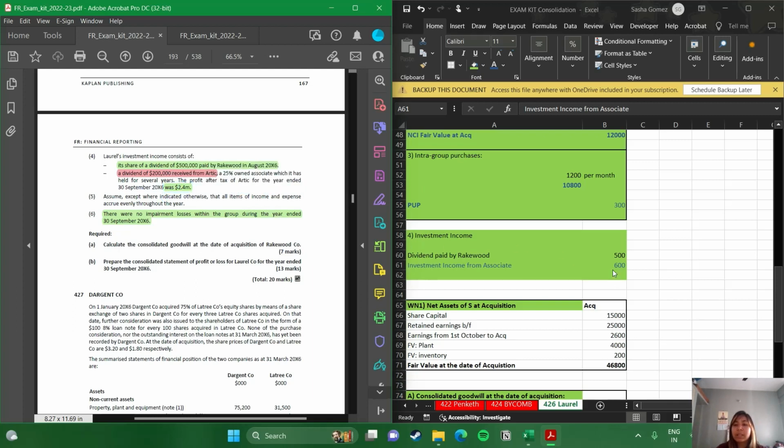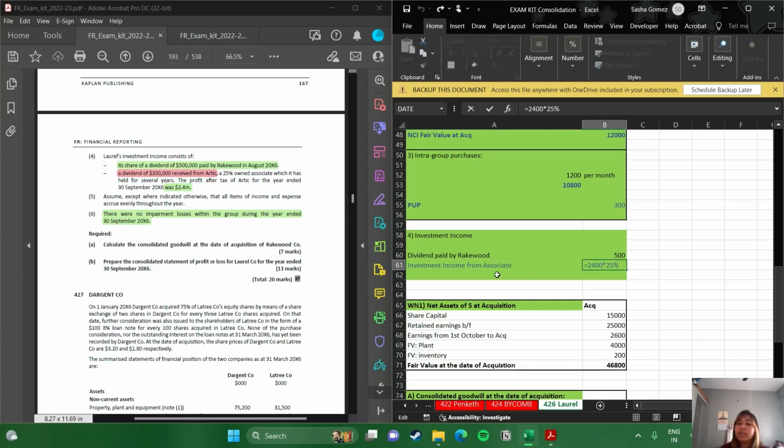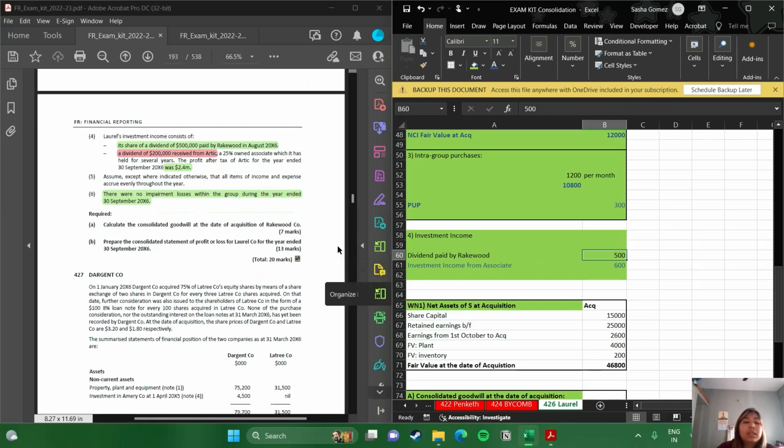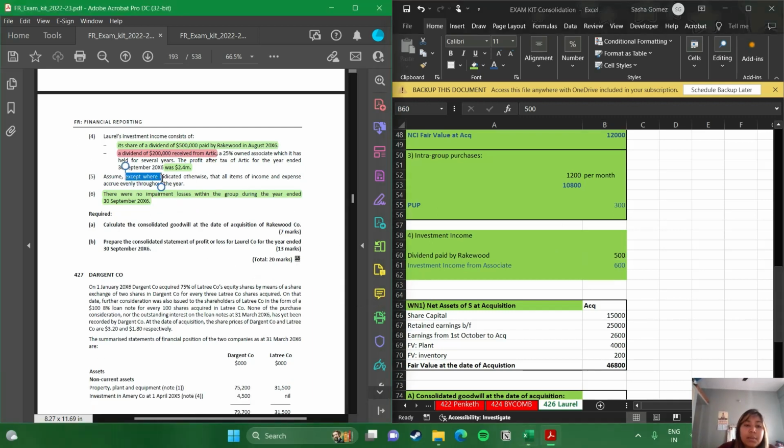So what you do with that is you have to calculate your investment income from the associate. So since you own 25% of the associate, you take 2.4 million into 25%. That's your investment income from associate. This will be added to your statement of profit or loss, and this dividend paid will be deducted from investment income. Next is assume except where indicated otherwise that all items of income and expense occur evenly throughout the year, and there was no impairment losses within the group during the year ended 30th September 2006.